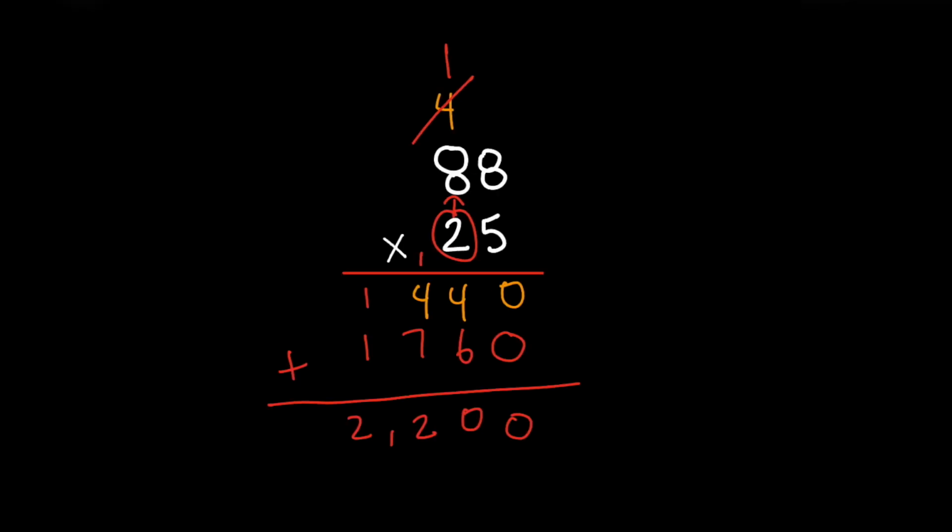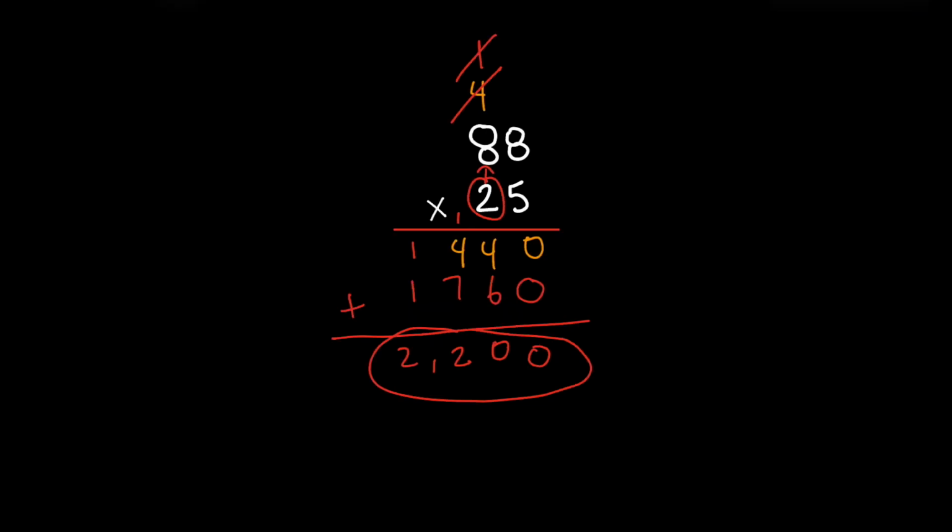1 plus 1 is 2. So therefore the final number is 200. Also, it's always best practice to cross out a number once you have used it already. So since we used this one earlier, we can cross it out.